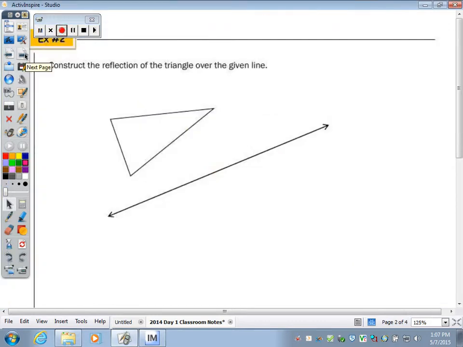Moving to the next page, this time we're going to construct the reflection of that triangle. When I reflect the triangle over the given line, we're going to have its reflection in the space below. Now keep in mind that every point, so I'm going to make 3 dots to start.